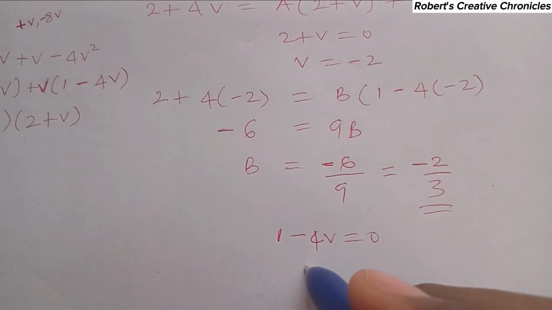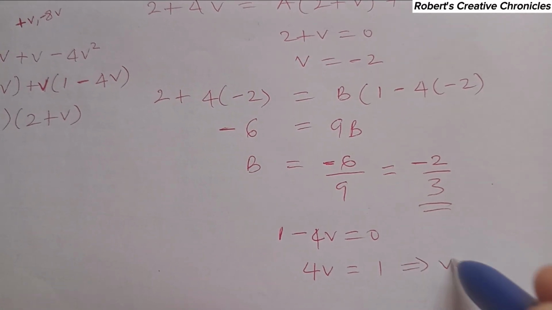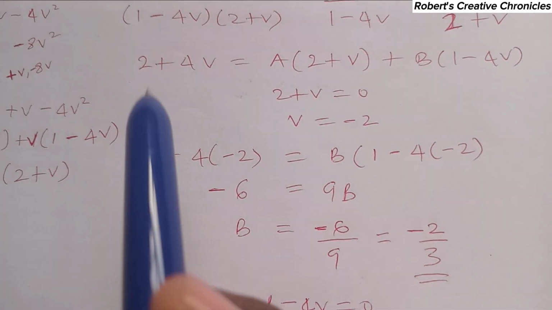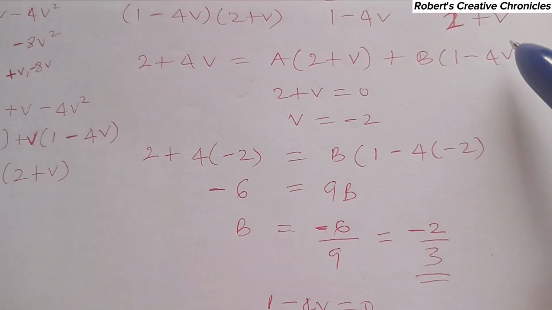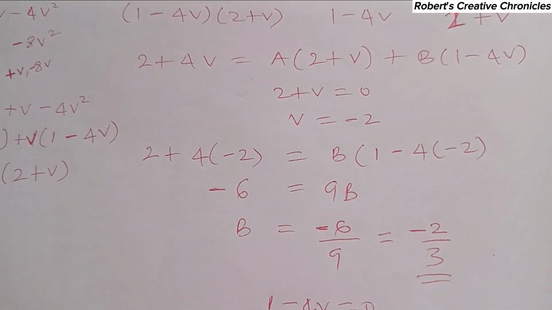So now 4v will be equal to 1, so v will be equal to 1 over 4. Here we set v equals to 1 over 4, and it will become 1 minus 1, which is 0. So b is 0 here.